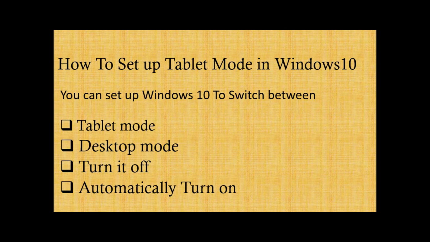So to set up tablet mode, there are actually two options. There's a tablet mode and the desktop mode, and you can turn it off or you can leave it to turn on automatically. There are four options when you are using Windows 10 actually. So if you're using a desktop, you can switch it. I'm going to show you how that works.